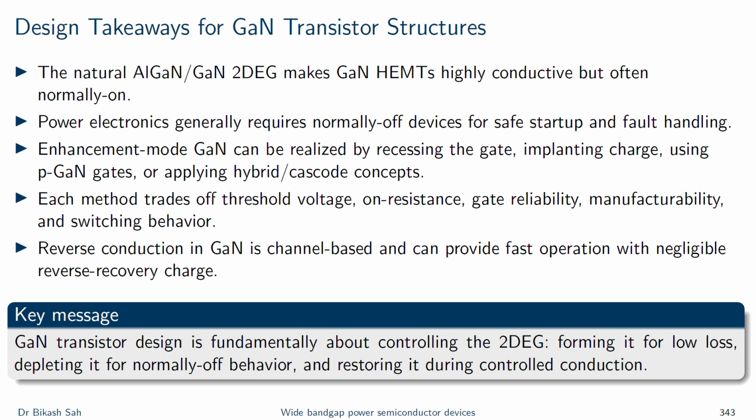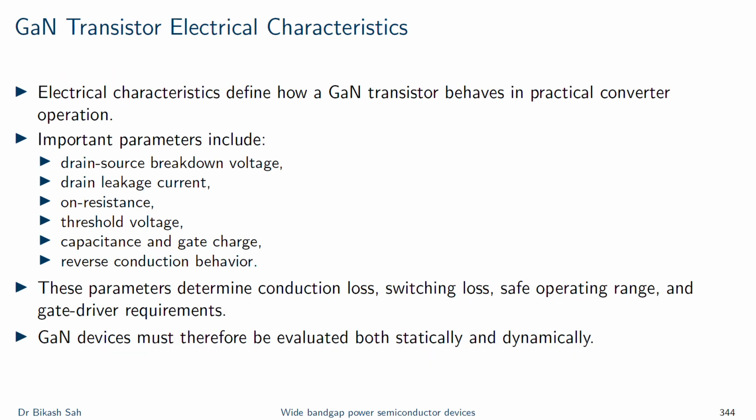So the central message from my side would be that GaN transistor design is about controlling the two-deck. We form it for low loss, deplete it for normally off behavior, and restore it during conduction. If you understand this cycle very well, form, deplete, restore, you will be able to understand the physical heart of the GaN power transistors.